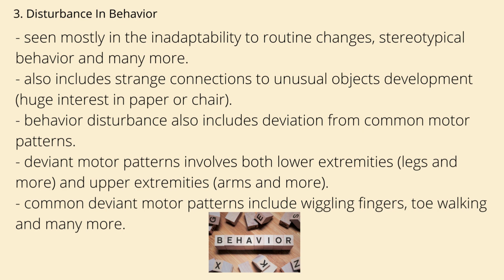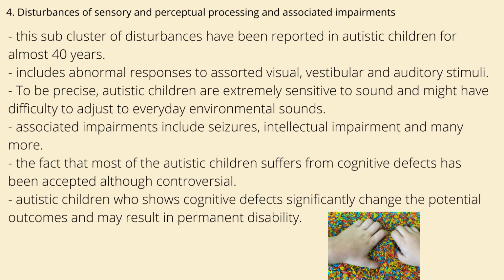Now, disturbance in behavior is mostly seen in the inadaptability to routine changes, stereotypical behavior, and many more. It also includes strange connection to unusual objects like interest in paper, chair, and many more. Behavior disturbance also includes deviation from common motor patterns. Deviant motor patterns include both lower extremities, legs and more, and upper extremities, with arms and more. Common deviant motor patterns include wiggling fingers, toe walking, and many more.